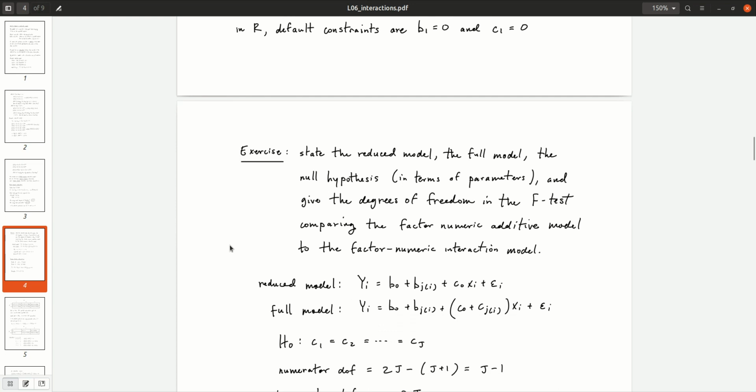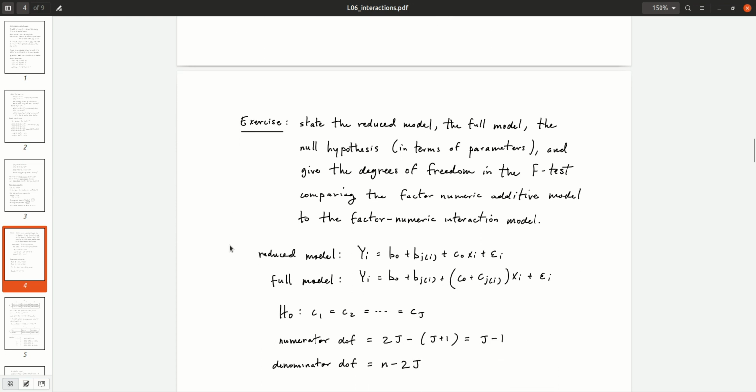So here's the answer. This is the factor-numeric additive model. y_i = B0 + B_j(i) + C0 x_i + epsilon_i. If I'm being really complete, I need to give the assumptions about the epsilon_i, so I would get a point off for this answer here. The full model is the one above, so this is B0 + B_j(i) + (C0 + C_j(i)) times x_i + epsilon_i.